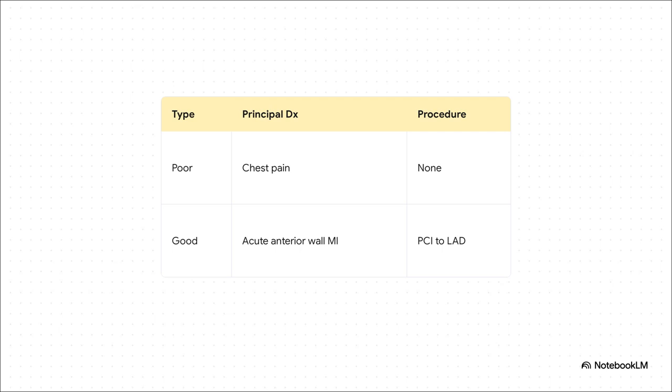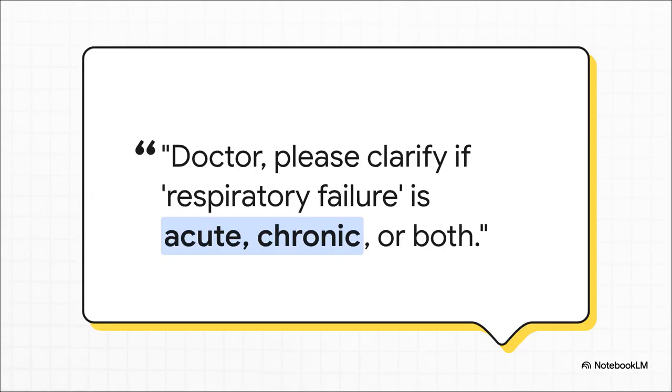But look at the good documentation side. Acute anterior wall MI, linked to a specific procedure, with secondary diagnoses listed perfectly. That level of clarity is exactly what drives accurate, defensible reimbursement. So what do you do when the documentation looks like that poor example? You send a CDI query.